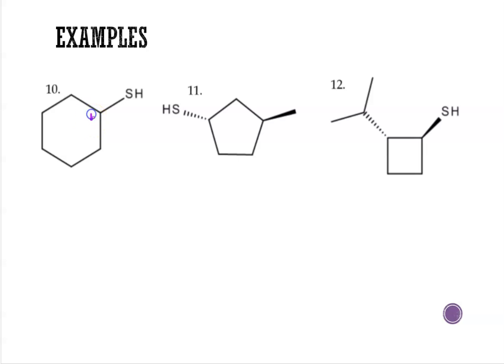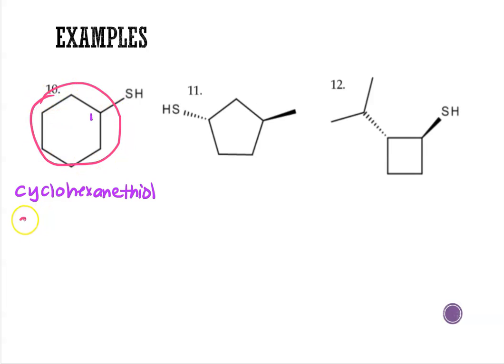All right, here we have more of the same. We have some cyclohexane. There's only one thing on here, so this would just be cyclohexane thiol. You could also give this a common name because this is a cyclohexyl group, so this would just be cyclohexyl mercaptan.